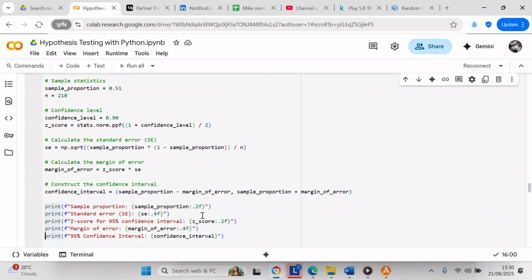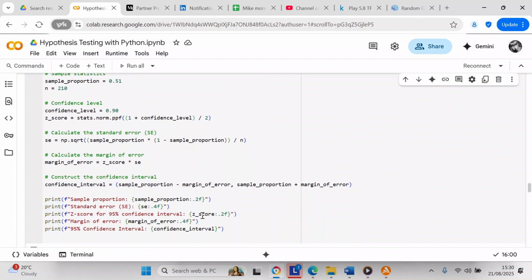So we're going to print out all these values. We're going to print the sample proportion, the standard error, the z-score for a 95% confidence level, and that's not correct. It should be 90% confidence level. Okay, 90% confidence interval, margin of error, and 90% confidence interval.